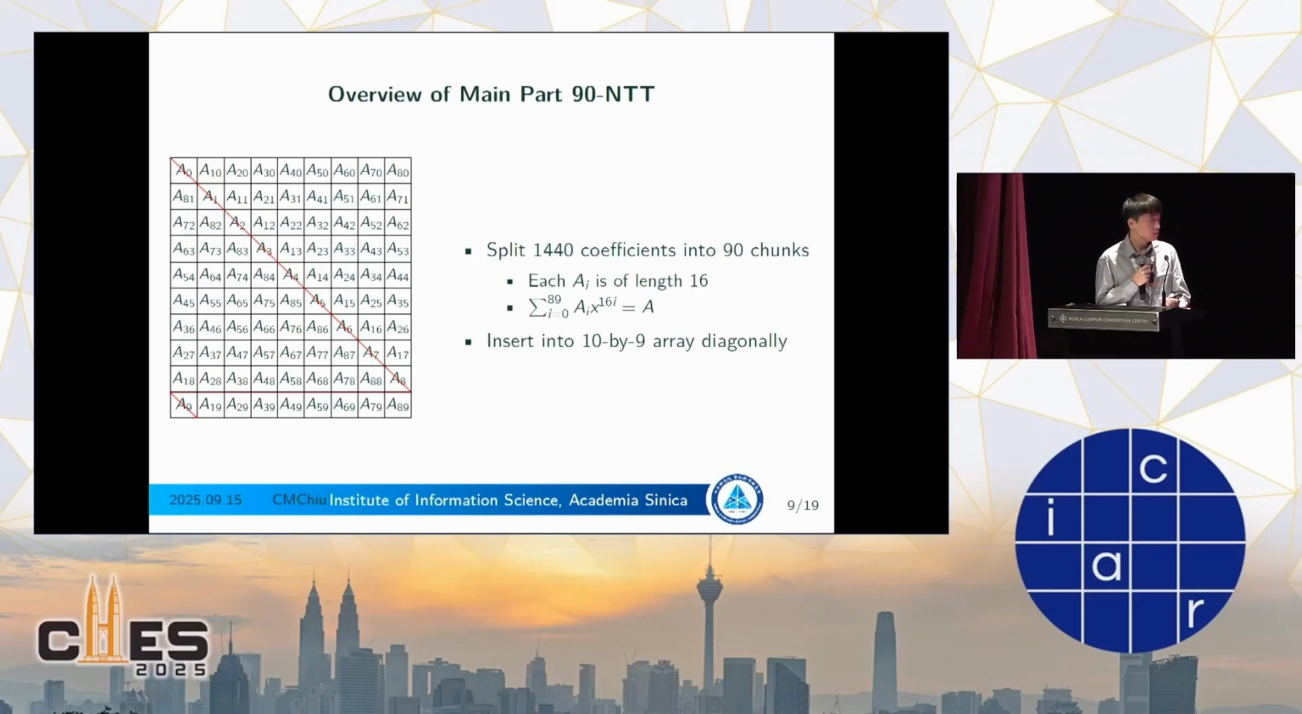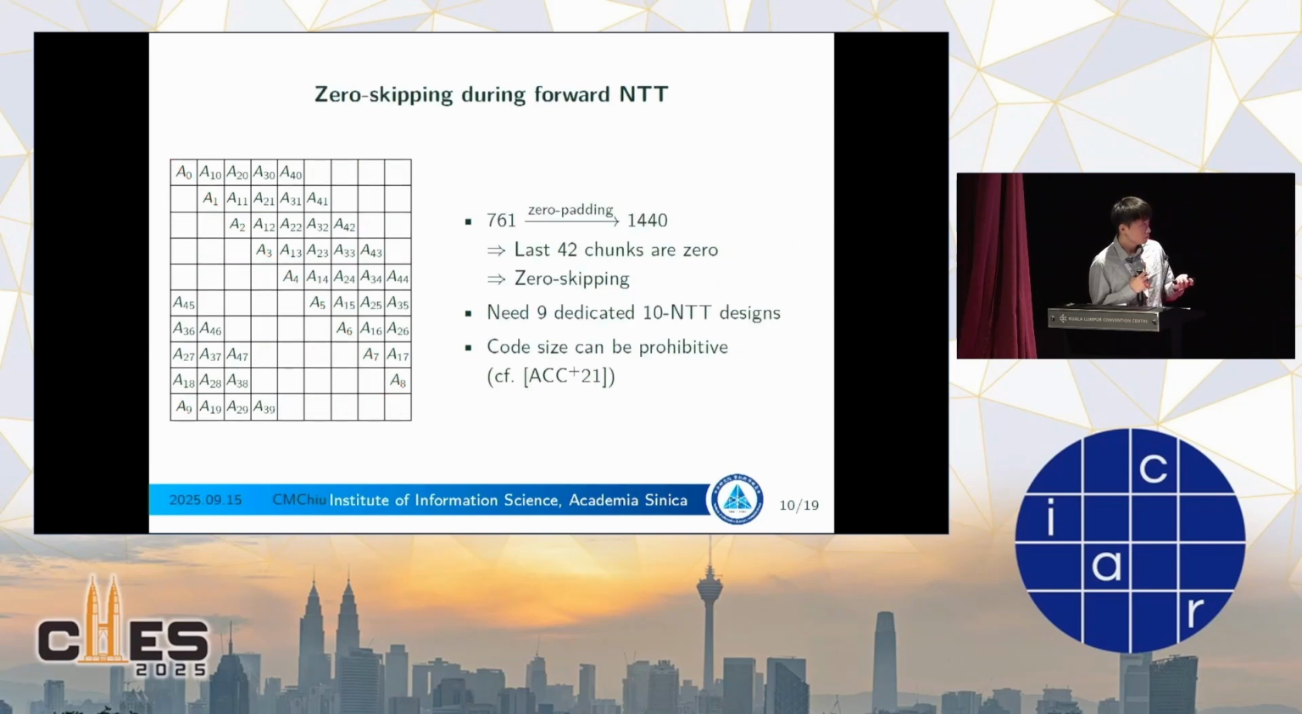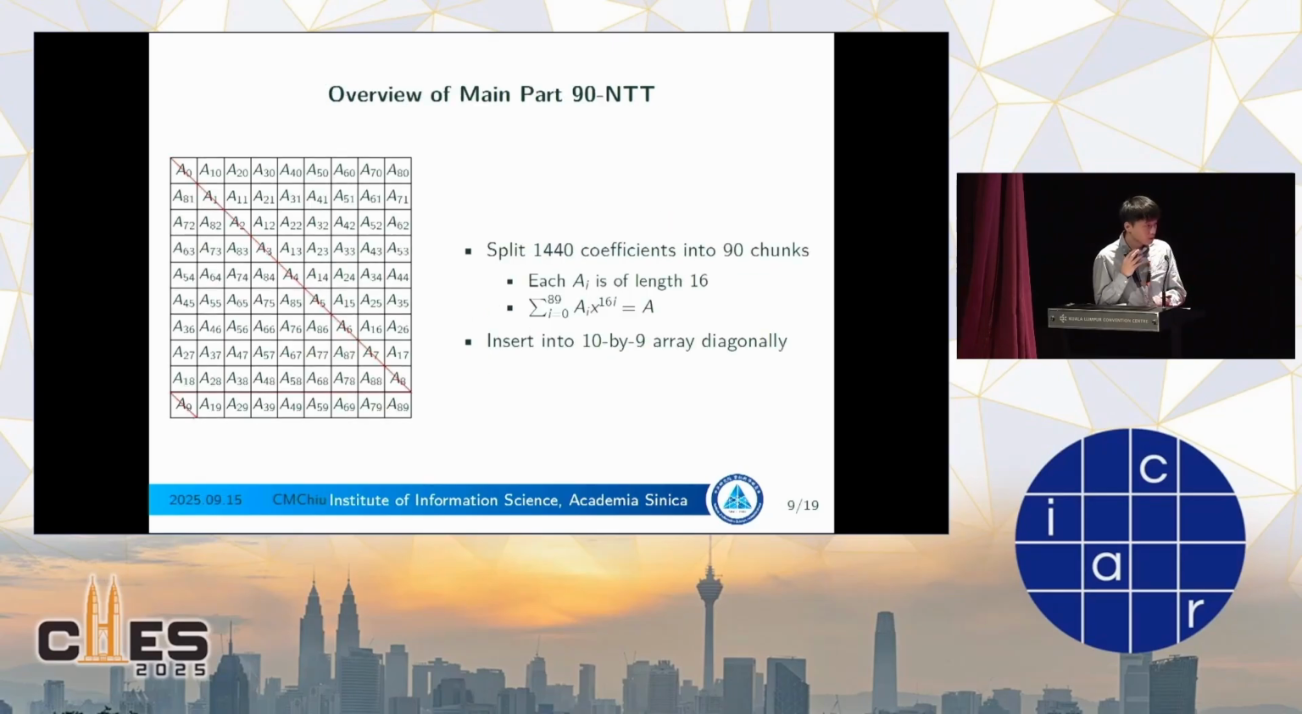And we insert the 90 chunks into a 10 by 9 array along the diagonals, as we can see from the red arrow. And the last thing we need to do is to perform 2D NTT, so 10-point NTT in the vertical direction and 9-point NTT in the horizontal. The order is unimportant, and we choose to do the vertical direction 10-point NTT first, so we will refer to it as layer 1.